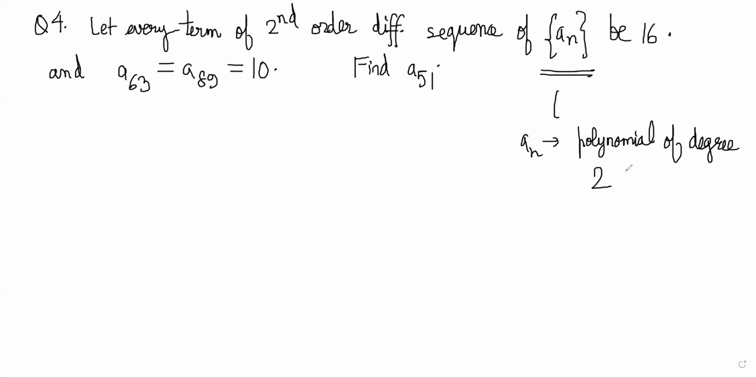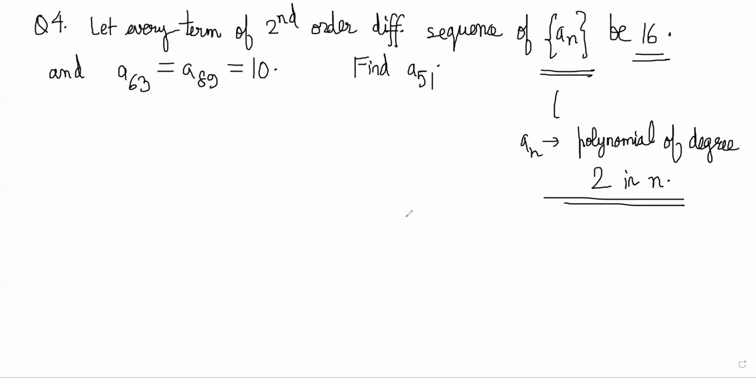Polynomial of degree 2 in n, right? Because the second order difference sequence of this an is a non-zero constant sequence. There is a property that we discussed in the previous class: if the pth order difference sequence is a non-zero constant sequence, then the original sequence is a pth order sequence. So it will be a polynomial of degree p in n, right?